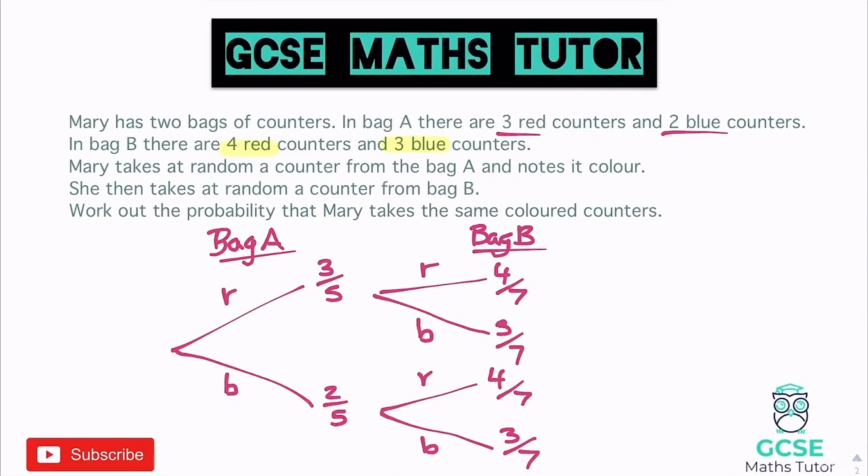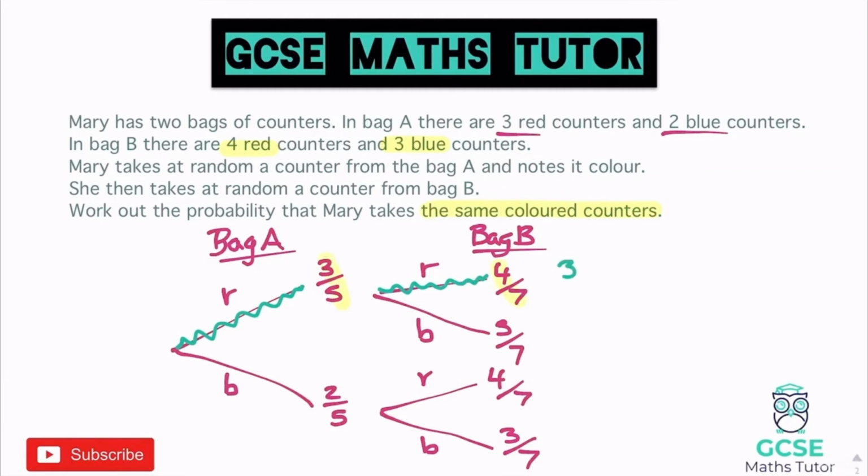So it says here, work out the probability that Mary takes the same coloured counters. So again, just thinking about the logic here, like before, we had red, blue and blue, red for different coloured counters. This time it's the same coloured counters, and there are two ways of doing that. We could get a red going through the 3/5 there, and another red going through the 4/7. So that is our two fractions that we're going to have to multiply this time.